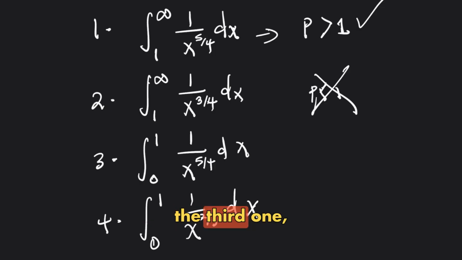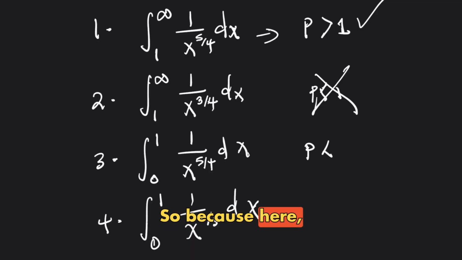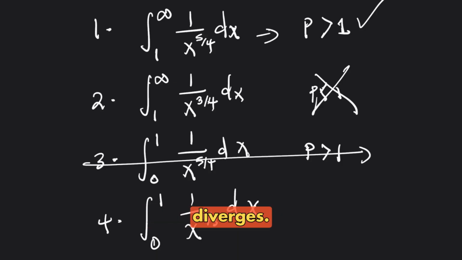In the third one, we said the limits are finite, but the integrand is bad. So here, you want your p to be less than 1. Because here p is greater than 1, this thing diverges. It goes to infinity, whatever it goes to, it diverges. Then the last one, p is less than 1, so this is a good integral. It converges.